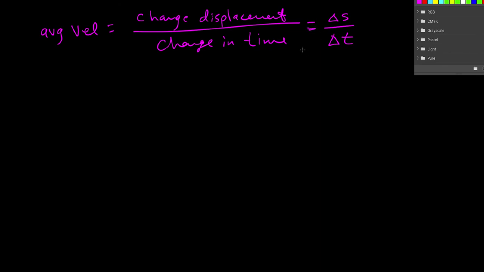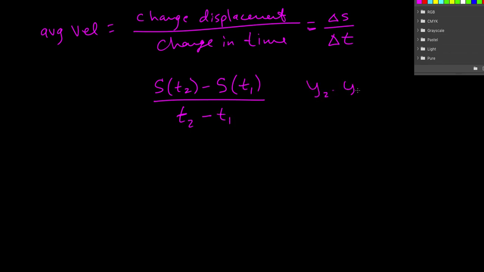Okay? Or we can think of it like our slope formula, which would look more like this. So basically our y values subtracted over our t values, which are our x values. So it's really just this formula, which is our slope formula. So if we just have displacement, it's just the change in our displacement with respect to time. Let's jump into this example.